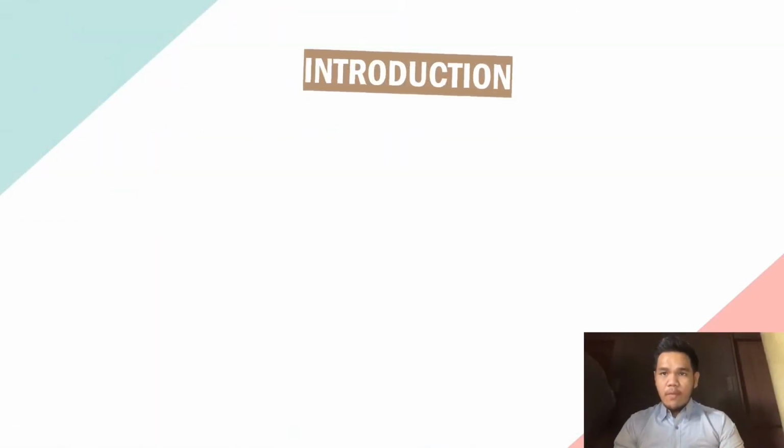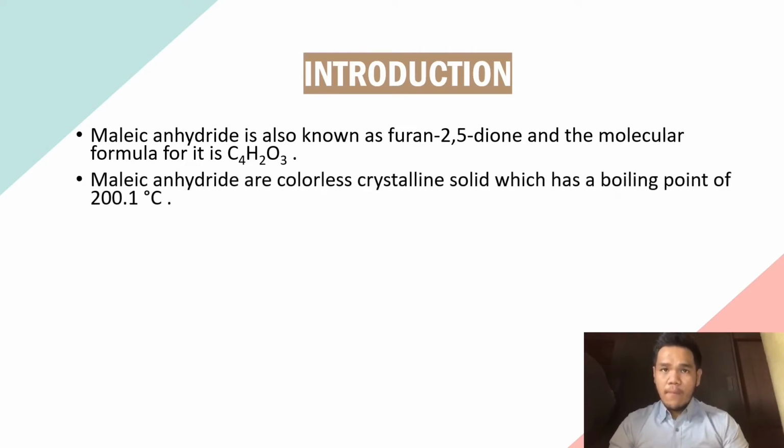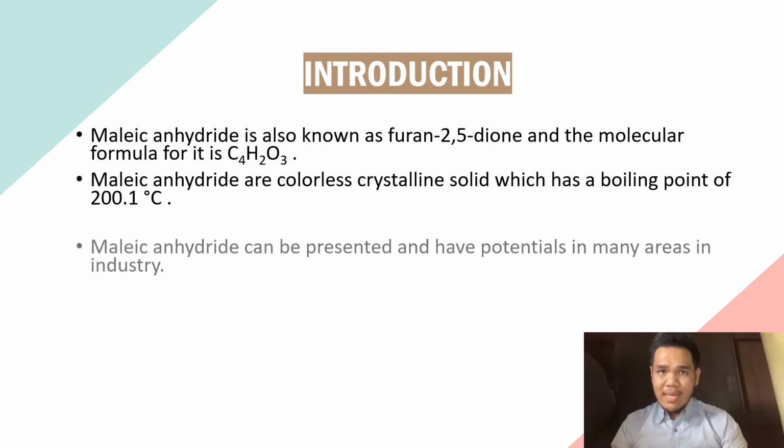So let's begin with the introduction to our project. Firstly, maleic anhydride is also known as furan-2,5-dione and its molecular formula is C4H2O3. Maleic anhydride is a colorless crystalline solid which has a boiling point of 200.1 degrees Celsius.